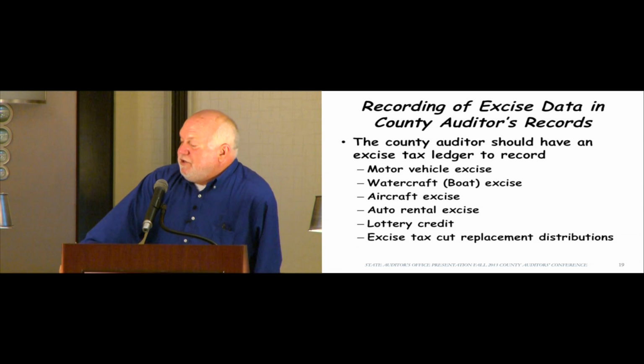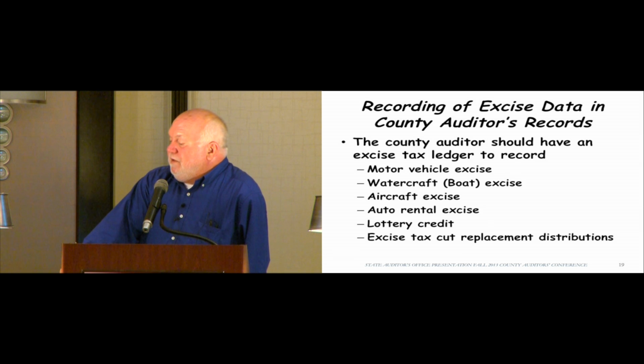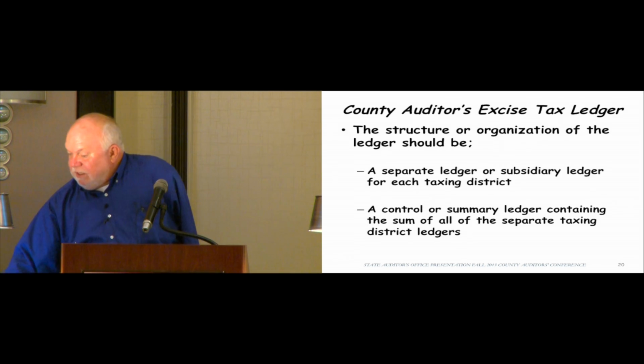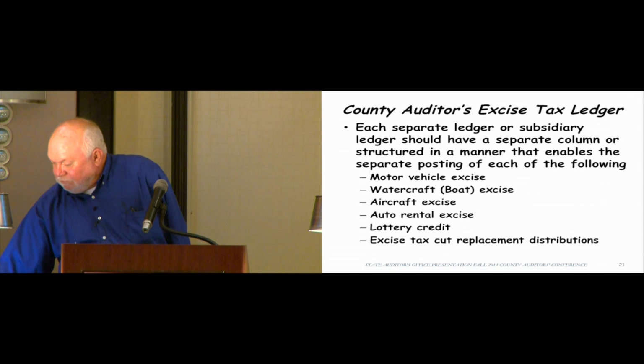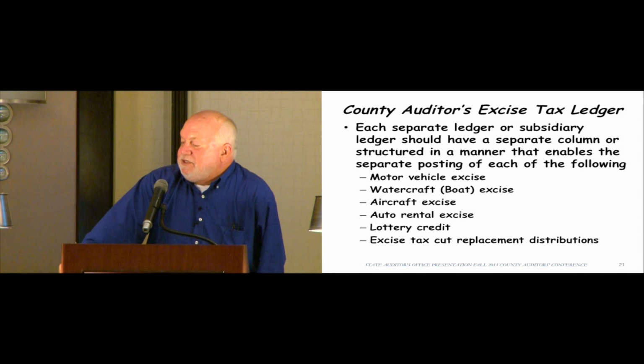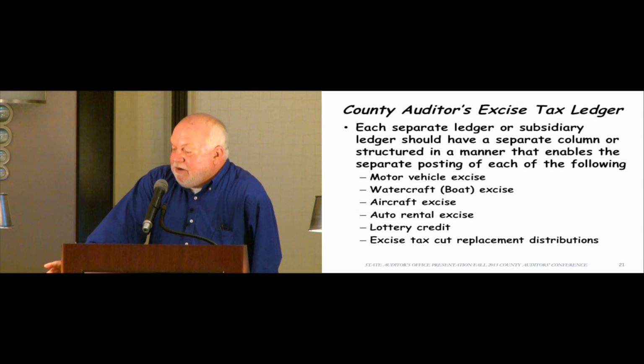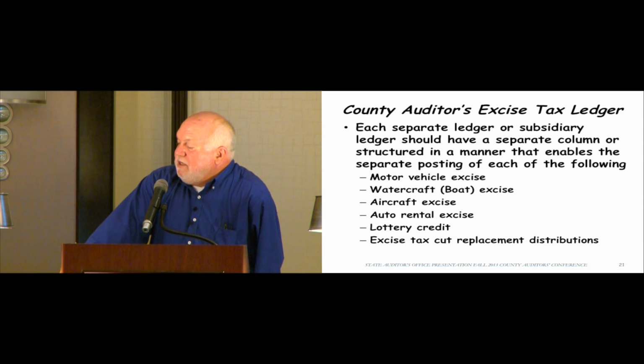So the county auditor should have an excise tax ledger to record all of the different excise taxes, including the lottery credit and the excise tax cut replacement distributions. The structure should be that there's a separate ledger or subsidiary ledger for each taxing district, and a controller summary ledger containing the sum of all the separate taxing district ledgers. Each of the separate ledgers should have a separate column or be structured in a manner that enables the separate postings of the motor vehicle excise and the boat excise, watercraft, and the auto rental, and the lottery credit, and the excise tax cut replacements.